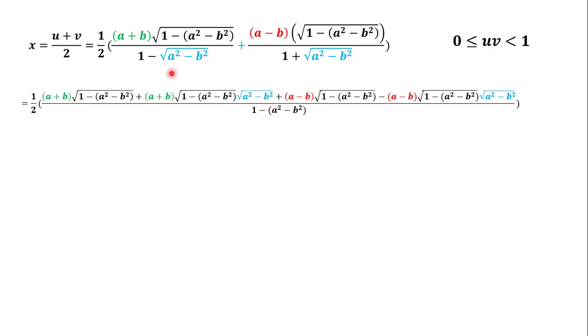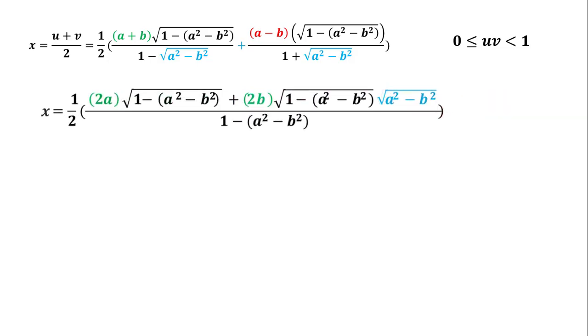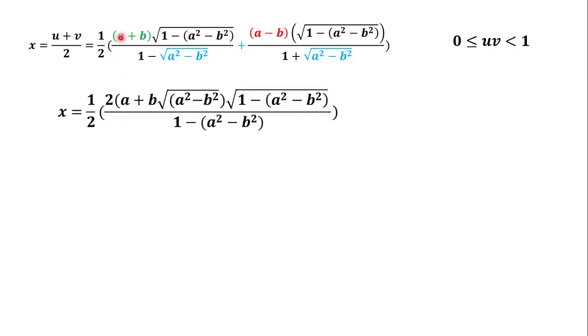In the next step, we can cancel out the conjugate terms, so we get a simpler fraction, and by cancelling out 2 from the denominator and the numerator, we're going to get x equals (a plus b) times square root of a squared minus b squared over 1 minus a squared plus b squared. In the same way, we can find the y value.